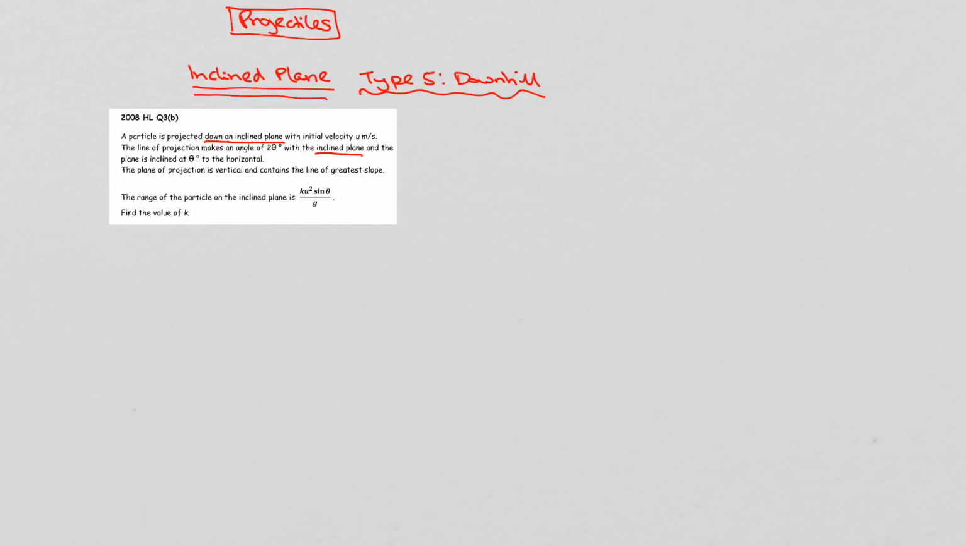And we want to then show that the range of the particle on the inclined plane is given by k u squared sine theta over g. So of course we're not going to get k u squared sine theta over g. We're going to get something in terms of u squared sine theta over g, where k is a constant and we're asked to find the value of k. So it's the range that we're trying to work out in this question.